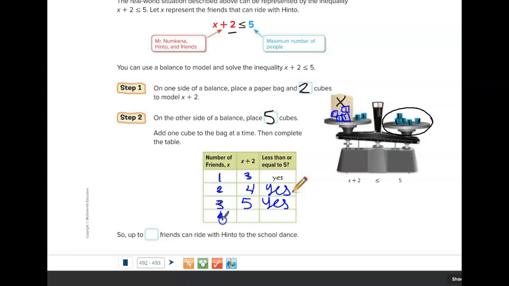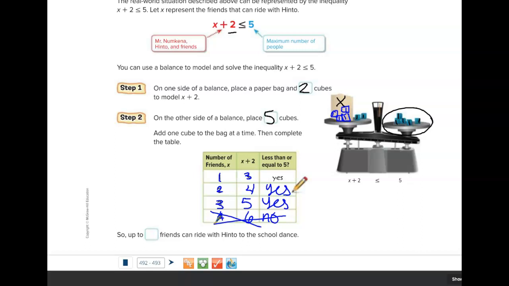So now I have 4 friends in the car, plus Mr. N and Hinto, which gives me 6 people. So is 6 less than 5? No. Is it equal to 5? No. Therefore, I know I can't have 4 friends in the car because I don't have 6 seats.